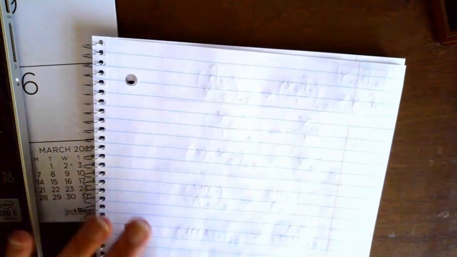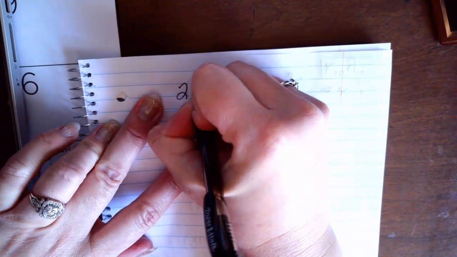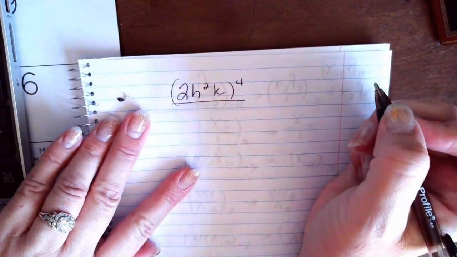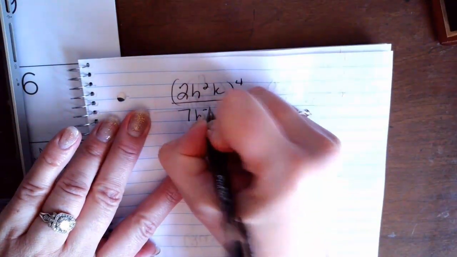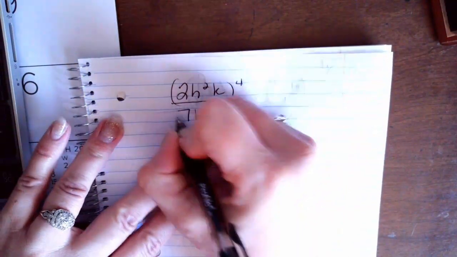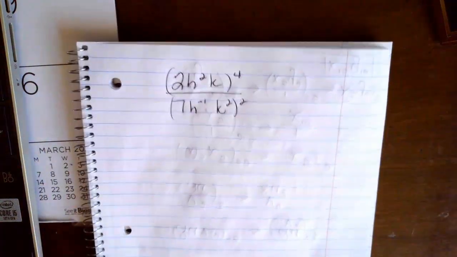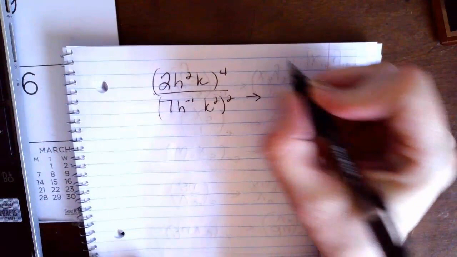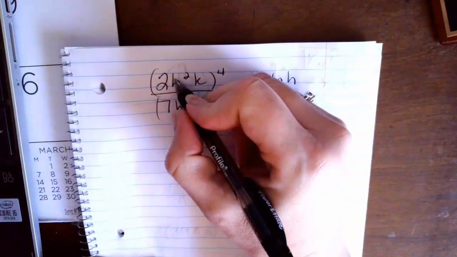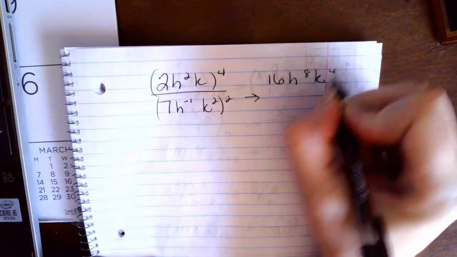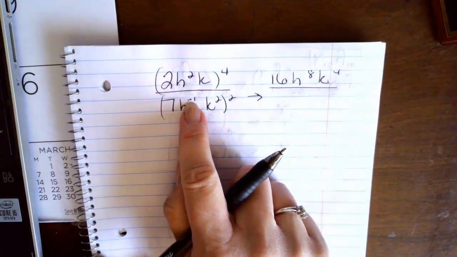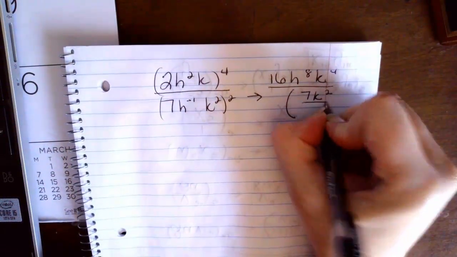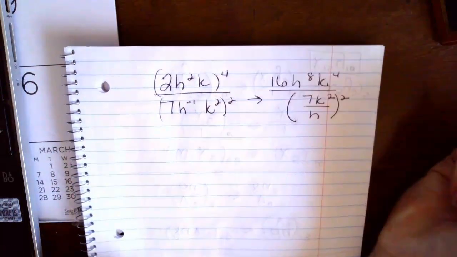is going to be 2h squared k raised to the 4th, over 7h to the negative 1 k squared, squared. So order of operations says I can do grouping symbols first. I'm going to go ahead and distribute this power of 4. That's going to give me 16 h to the 8th k to the 4th over, now I'm going to take care of this power right here. So I get 7 k squared over h squared.